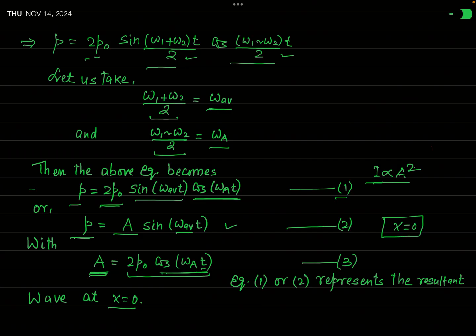So at the same position x equal to 0, intensity will alternately change. It will increase and after some time it will decrease. It will become maximum and after some time it will become minimum at the same position. Position is not different. And that waxing and waning of intensity at a given position is called beats. The number of maxima or number of minima produced per second is called beat frequency.